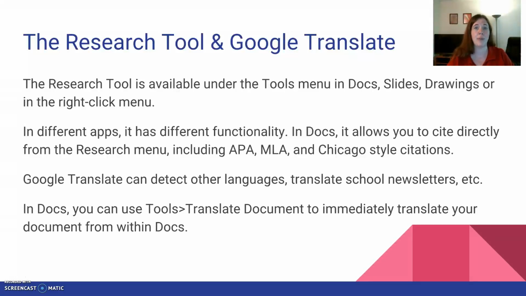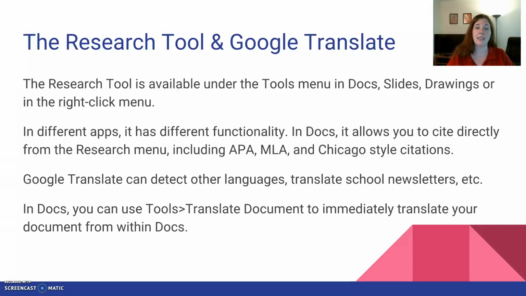I spent probably 15 minutes trying to find out how I would cite something in a Slides application, only to realize cite is not an option from the research tool in Slides. It is an option in Google Docs. So if you're going to explore the research tool, I would suggest going into a Google Doc and playing with it from there. It allows you to cite in APA, MLA, and in the Chicago style. So it gives you a lot of options.